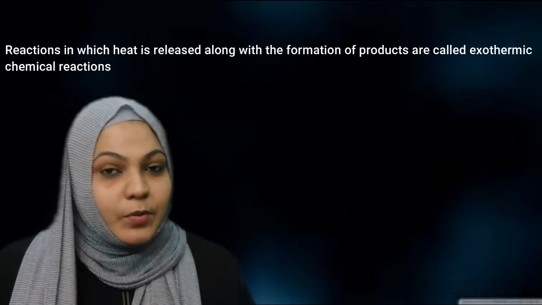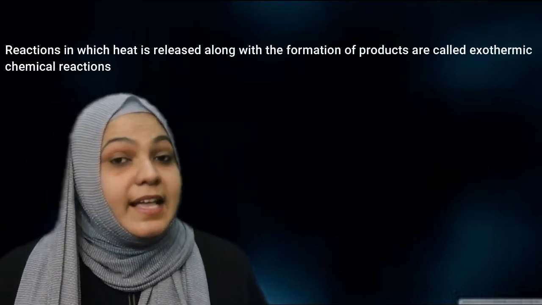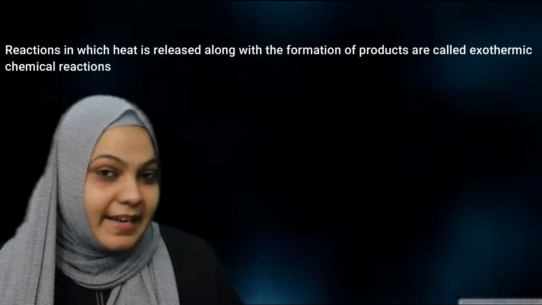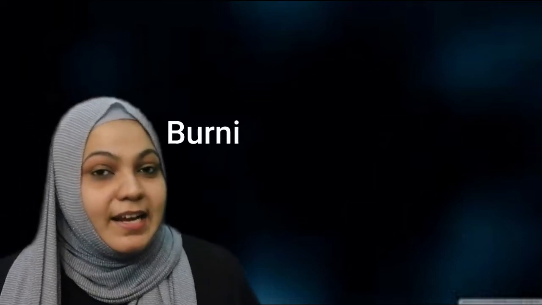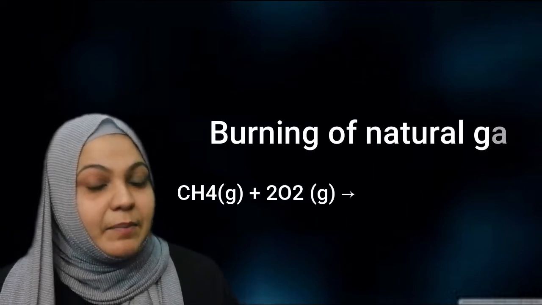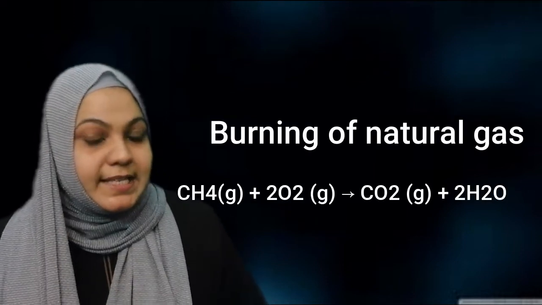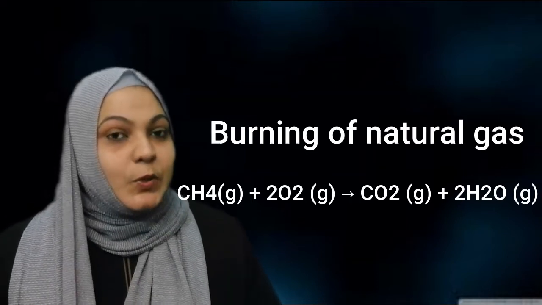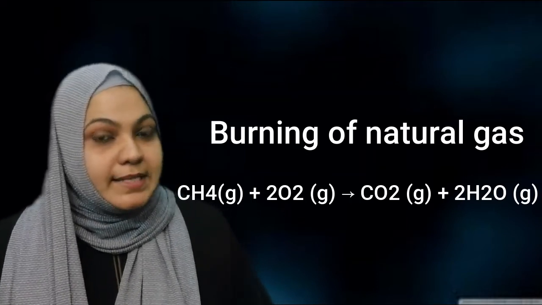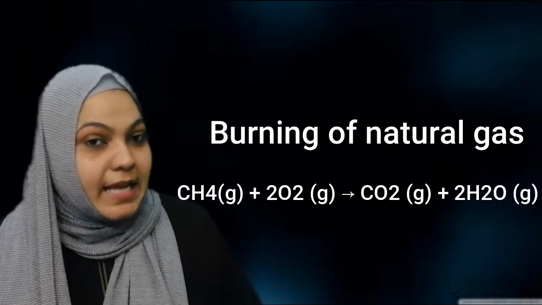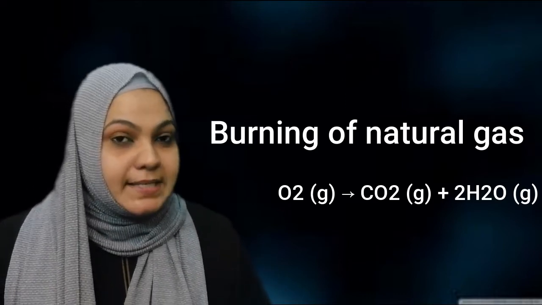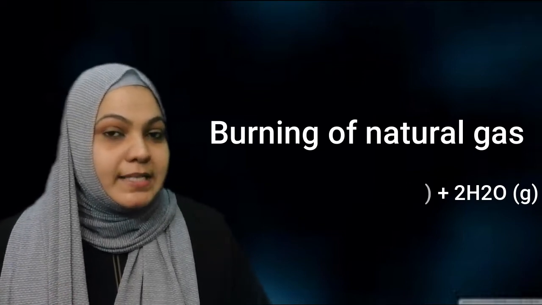Here you can see calcium oxide reacts with water. It produces heat. Heat is produced along with the formation of products in a chemical reaction. That reaction is called exothermic reaction. So let's see different examples of exothermic reactions. First we can learn burning of natural gas. CH4 plus oxygen gives carbon dioxide and water. So here you can see the equation: CH4 plus 2O2 gives CO2 plus 2H2O. That is the equation for burning natural gas.